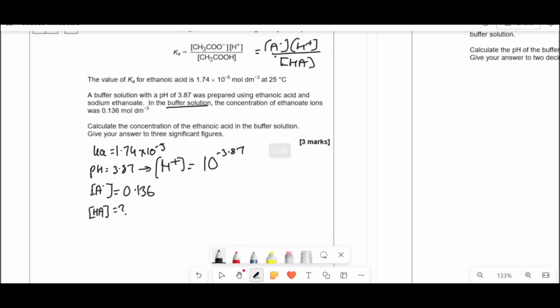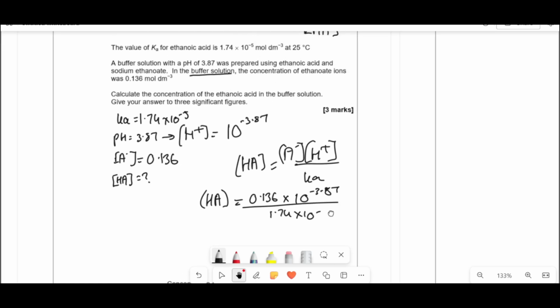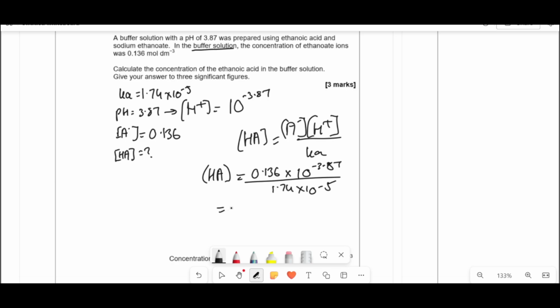So Ka equals [H+][A-] over [HA]. Then HA would equal, if you multiply both sides by HA, Ka times HA equals these two, and then divide by Ka. So it's going to be [A-][H+] over Ka. That means HA equals 0.136 times 10 to the minus 3.87 for the H+, all over 1.74 times 10 to the minus 5. If we do that, we get 1.054, roughly 1.05 moles per decimeter cubed.